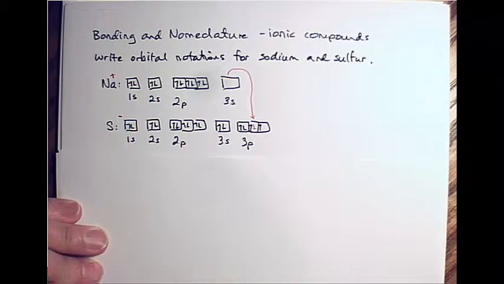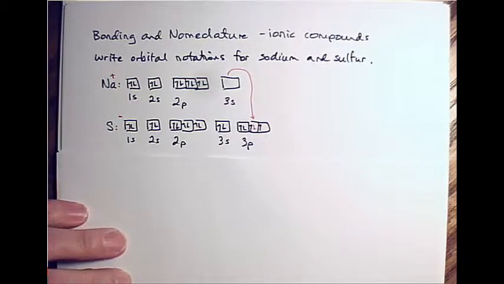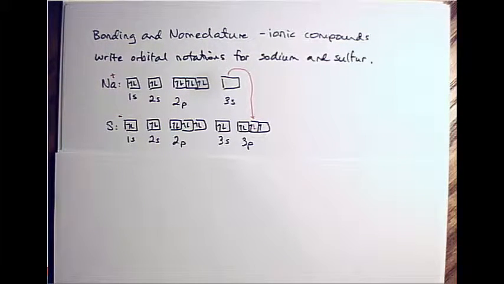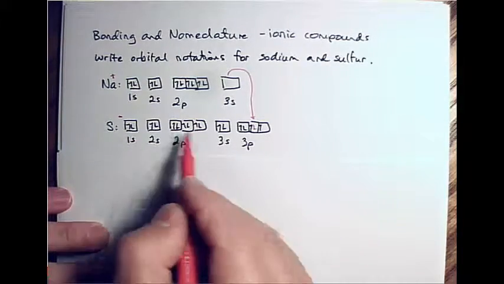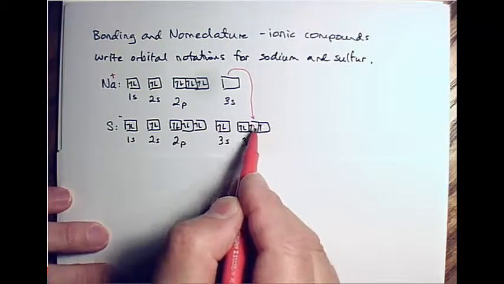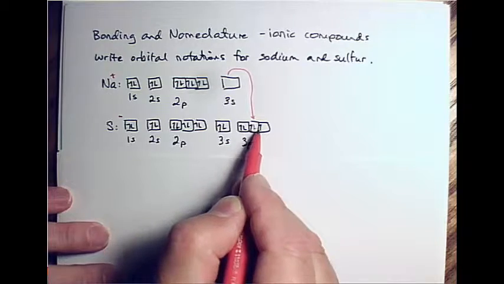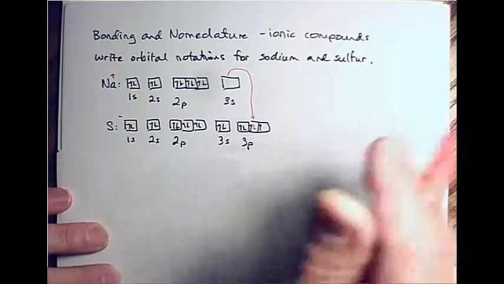How many electrons do atoms tend to want to have in their outermost or valence energy level? 8. We call that the Octet Rule. And so sulfur needs one more electron out here to have 8. It's got 2, 4, 6, 7 electrons right now, but it wants to have 8.